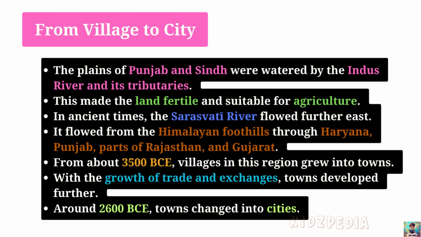Rajasthan and Gujarat. Because of rivers and fertile land, many villages developed in this region. From about 3500 BCE, these villages slowly grew into towns. As trade and exchanges increased, towns became larger and more organized. Finally, around 2600 BCE, many towns developed into cities.